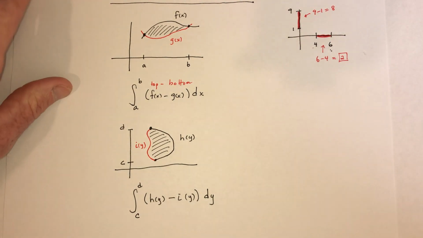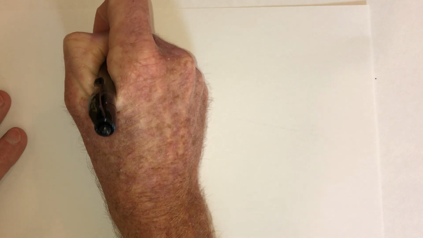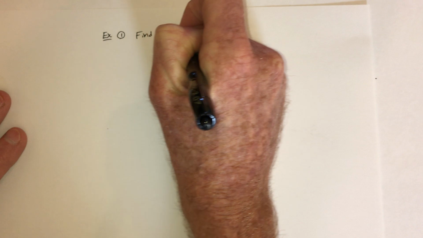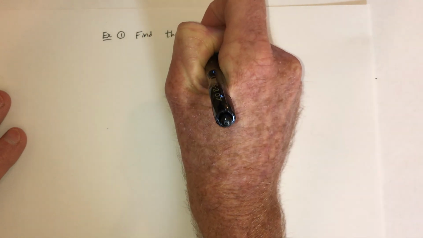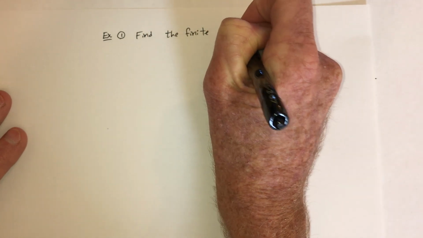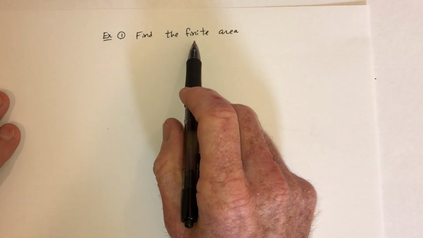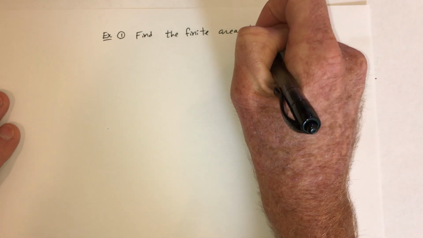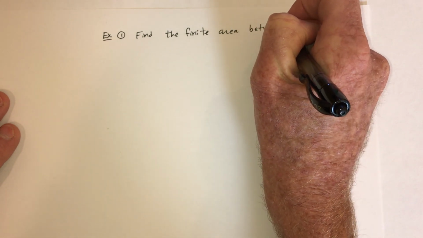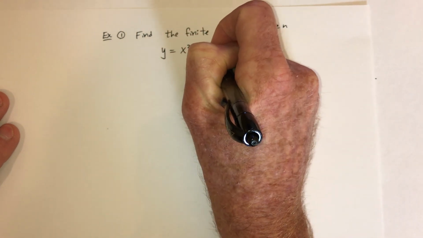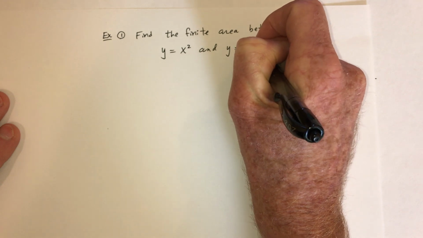And now for some examples. For example number 1, find the finite area. In other words, these functions are going to go on forever, but I don't want infinity as the answer. Find the finite area between y equals x squared and y equals x to the fourth.